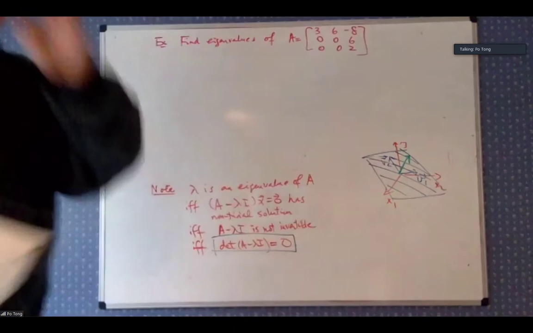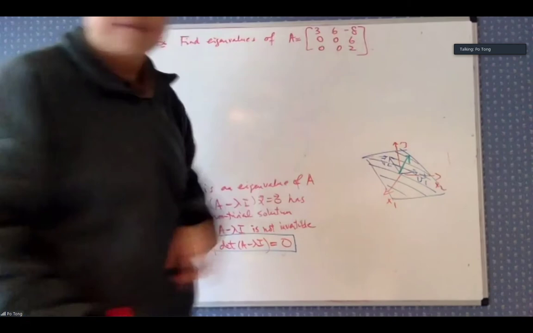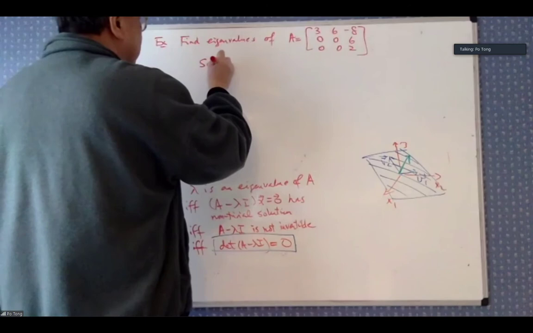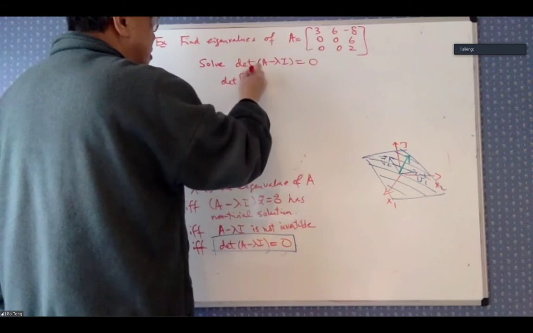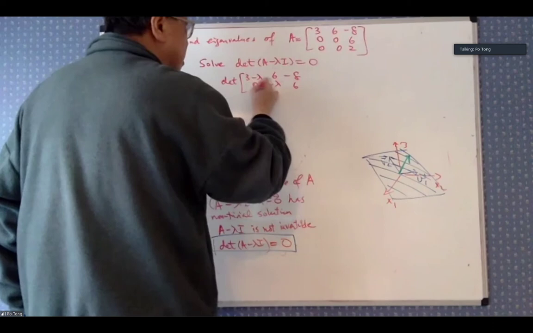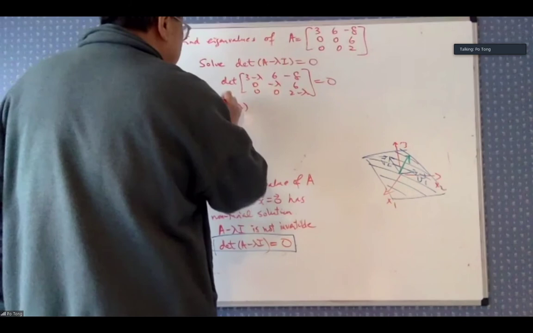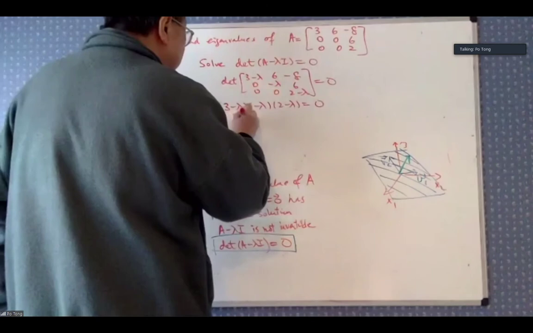Okay, so in this case, we have a matrix which is an upper triangular matrix, with a bunch of zeros down here. To find the eigenvalue, in this case, it's not that difficult, because all you need to do is solve determinant of A minus lambda I equal to zero. What's A minus lambda I? A minus lambda I is 3 minus lambda, this, 0 minus lambda, 6, 0, 0, 2 minus lambda, equal to 0. So what is the determinant of this guy? The determinant is just 3 minus lambda times 2 minus lambda, equal to 0. Can we solve this? Lambda equal to 3, 0, or 2.